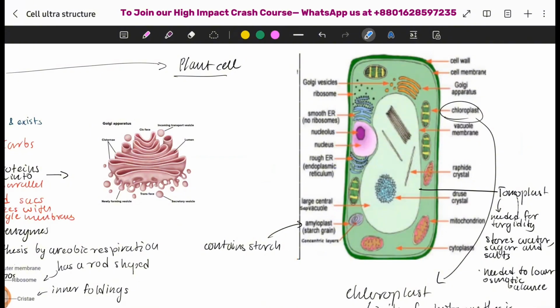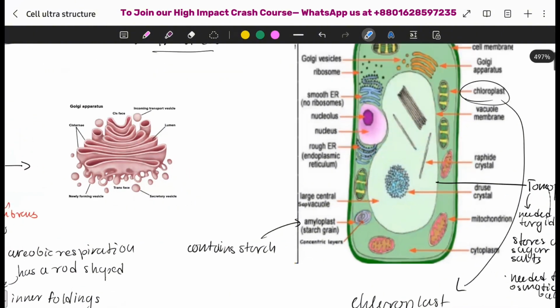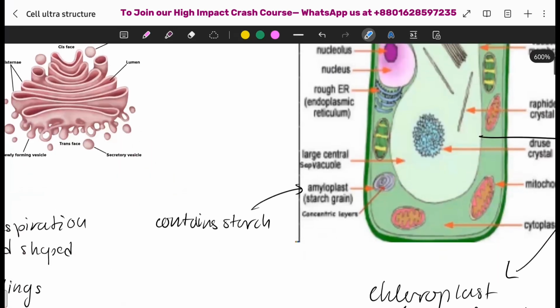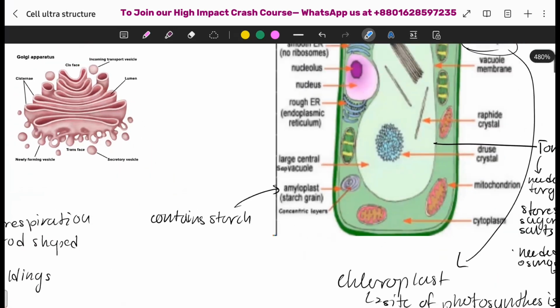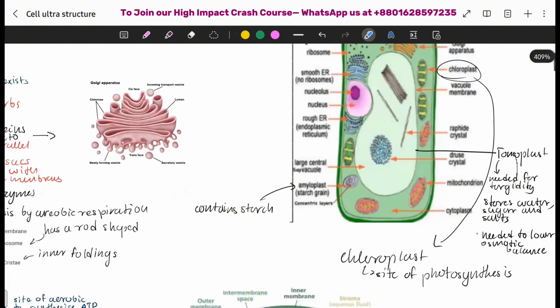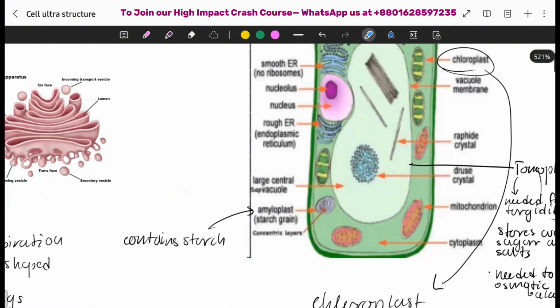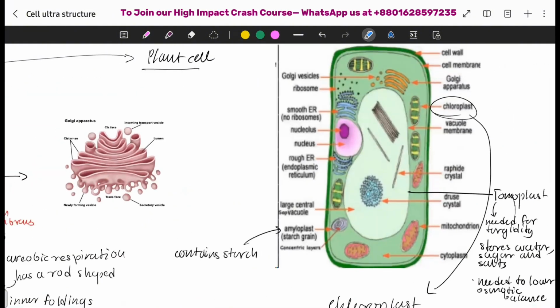But plant cells have a very large vacuole, like the whole thing you can see here. This is the vacuole, okay? It's very large and it's in the center. That's the large central sap vacuole, and it has an amyloplast. This is also important, an amyloplast question has come before a lot of times. An amyloplast contains starch. Cytoplasm, mitochondria, same thing, vacuole membrane. Chloroplast is another extra structure here.